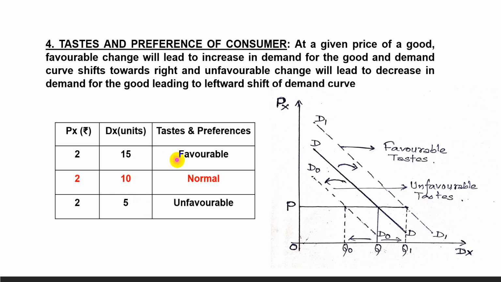So we find that favorable taste and preference lead to increase in demand and rightward shift of the demand curve, and unfavorable taste and preference lead to decrease in demand, that is leftward shift of the demand curve.